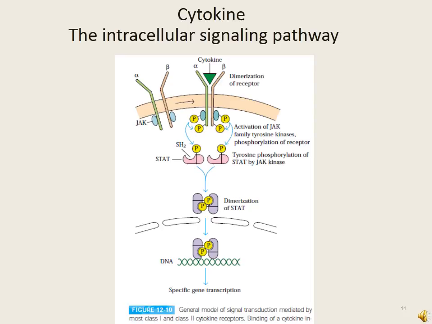The intracellular signaling pathway of cytokines. Upon the cytokine interacting with its specific receptor, the main intracellular signaling is the activation of kinase enzymes, especially tyrosine kinase, and then a cascade reaction will activate specific transcription factors that will enter the nucleus and induce specific gene transcription, then translation, and then production of certain specific proteins.